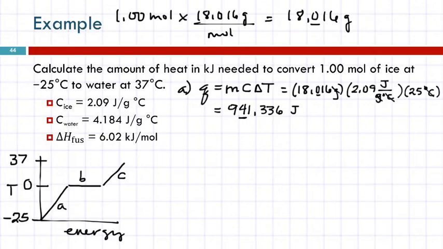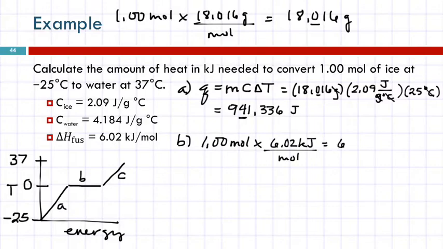So line segment B. This is the melting of the ice. We warmed it up to the melting point, and now it's going to melt. There's no temperature change here. This is where we use the heat of fusion. The heat of fusion is 6.02 kilojoules per mole. We need the moles. Oh, they gave us the moles, so that's nice. 1.00 mole times 6.02 kilojoules per mole. So that's going to end up being 6.02 kilojoules.